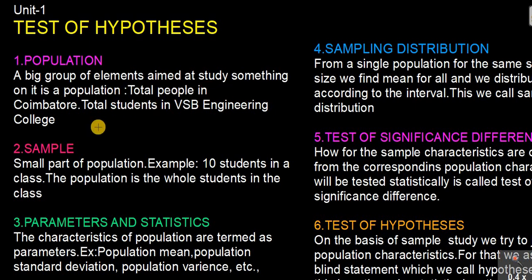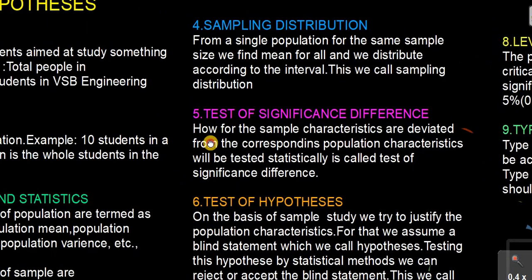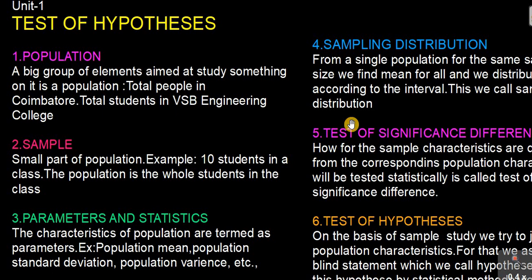Total people in Coimbatore may be one example. Now look at that. You have lost that idea. Where has it gone? It is this side. Yes, as you have been discussing in the test of hypothesis, a population is nothing but the big part from which a small part is taken.